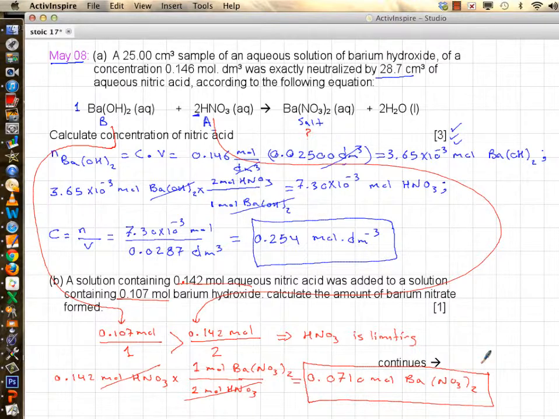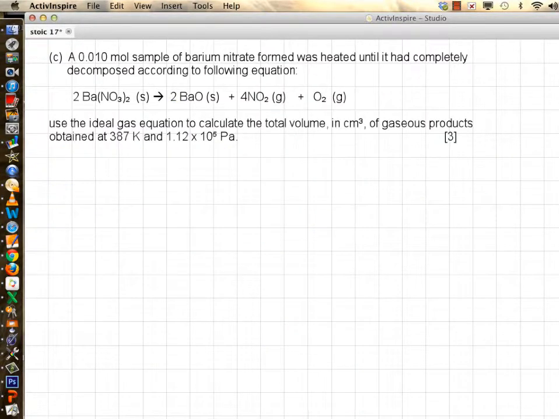Now the question continued this year. Let's go to the next page. Although it's totally unrelated, they use the product as an example. They say you have 0.01 moles of this, and the question is, use the ideal gas equation to calculate the volume of the gaseous products. Now there are two gases. If we find moles of the gases, then we can just stick it into PV equals nRT. So what I'm going to do is first find moles of NO2, then moles of oxygen, then add them and plug it into one equation, because the gases' identity is not important to contribute to the volume.